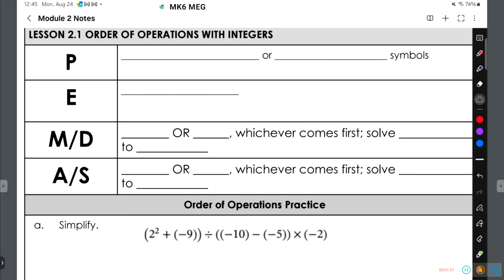Now, if you don't have the same calculator, it's going to be different. And you might want to get one of these. Or unless you know how to do it on that one, then you're fine. Alright? So, we're going to use the calculators for the most part.